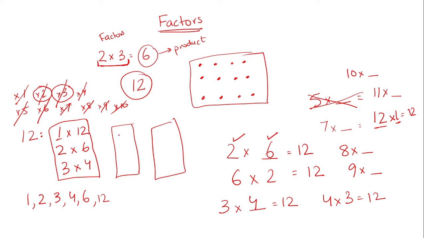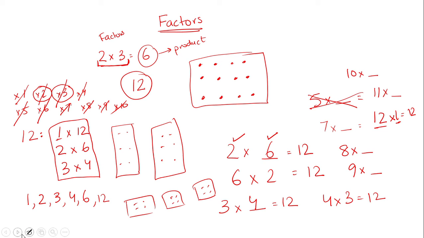1, 2, 3, 4, 5, 6. Or he can make 3 groups with 4 toys in each group. 1, 2, 3, 4. But there's still more. We can go backwards. Okay, we can make 4 groups and put 3 toys in each group. We can make 6 groups and put 2 toys in each group. We can make 12 groups and put one toy in each group.